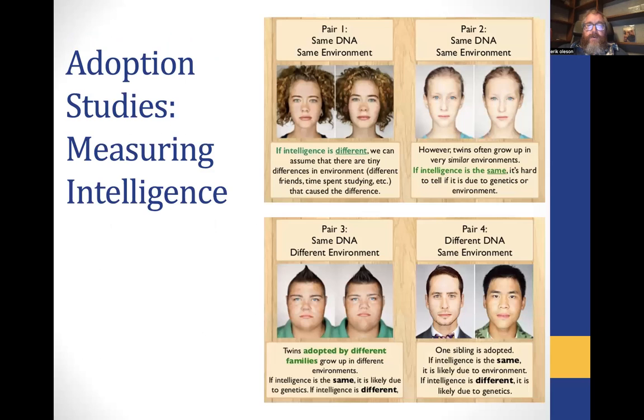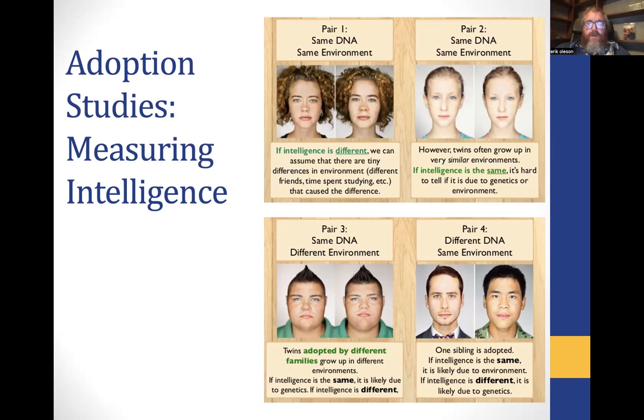So for example, in pair one, they might have the same DNA and the same environment. So if intelligence is different, we can assume that there are tiny differences in the environment, like, for example, their friends, the time spent studying, that could cause the difference. In pair two, you have the same DNA and the same environment. However, the twins often grow up in very similar environments. So if the intelligence is the same, it's hard to tell if it's due to genetics or the environment.